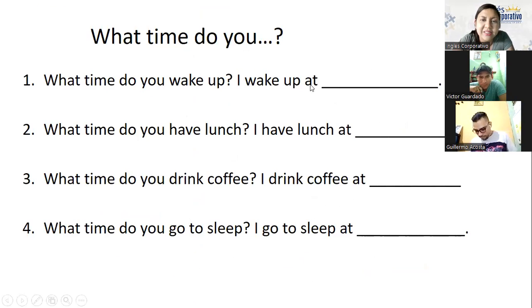ustedes aquí solo, aquí está la respuesta, ¿verdad? I wake up at, y solo tienes que poner la hora en que se levanta. Escribirla de las dos maneras. I have lunch at, almuerzo a las. I drink coffee at, tomo café a las. I go to sleep at, me voy a dormir a. Y usted dice la hora, ¿verdad? Solo va a completar con la hora, with the time. Pero sí me gustaría que para practicar lo dijeran de las dos maneras.